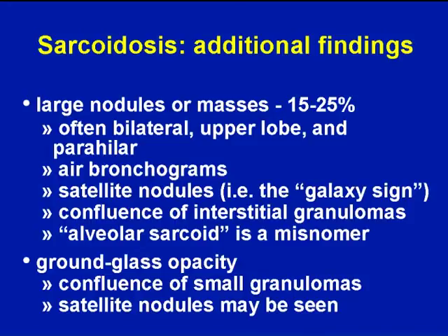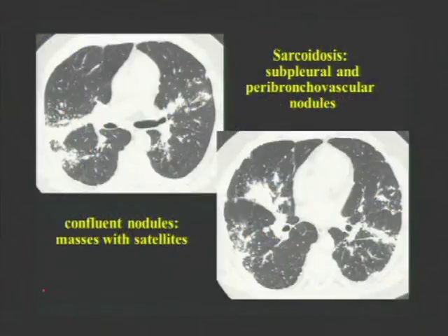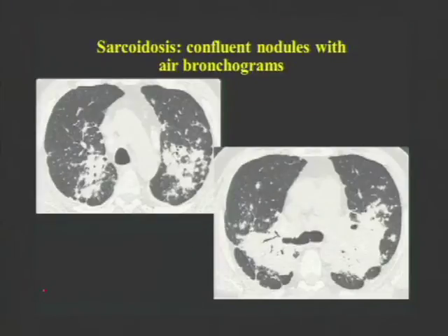Now, here's a patient with sarcoid and subpleural and peribronchovascular nodules, and some of the nodules, when confluent, form these larger parahilar central masses, and you can see in relation to the periphery of these some satellite nodules, and you could call that the galaxy sign if you wished. Sarcoid, again, with confluent parahilar nodules, some air bronchograms, and then adjacent to the periphery of these masses, you can see satellite nodules, and taken together, again, that is called the galaxy sign.